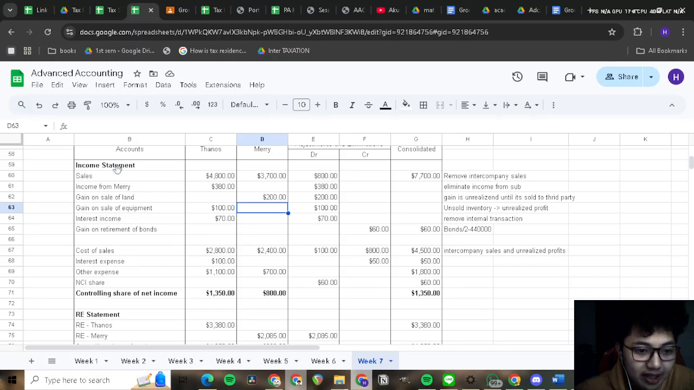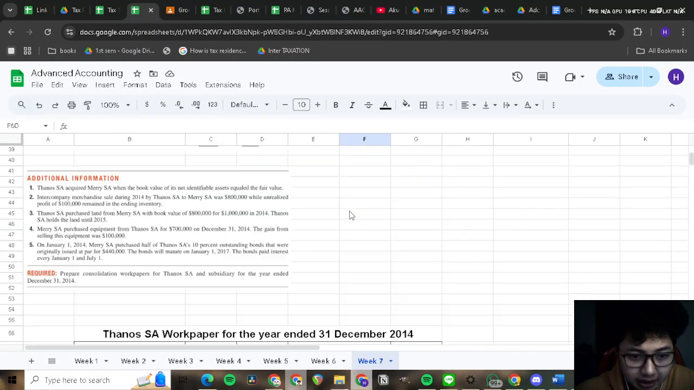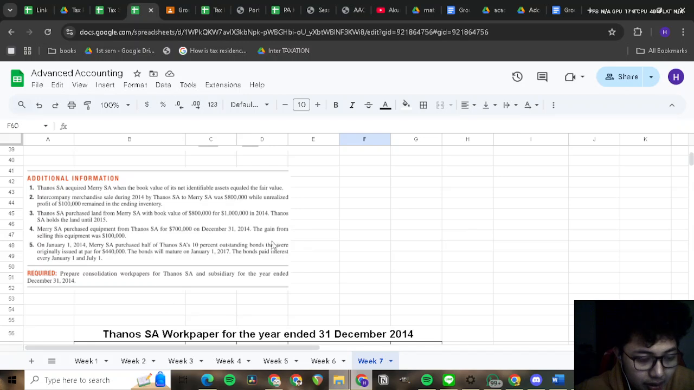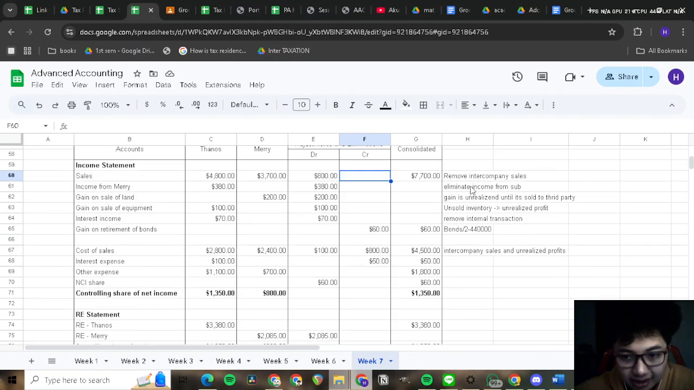So as you can see here, from the first thing, we see that they have sales, right? But then we adjust the sales by 800. I did this because I want to remove any intercompany sales. The way I got 800 was through this additional information, and this applies to all the other journal entries as well, in which it says that the merchandise sales was 800, from Thanos to Mary. So that's intercompany sales, and I need to remove that. And so that's the consolidated amount.